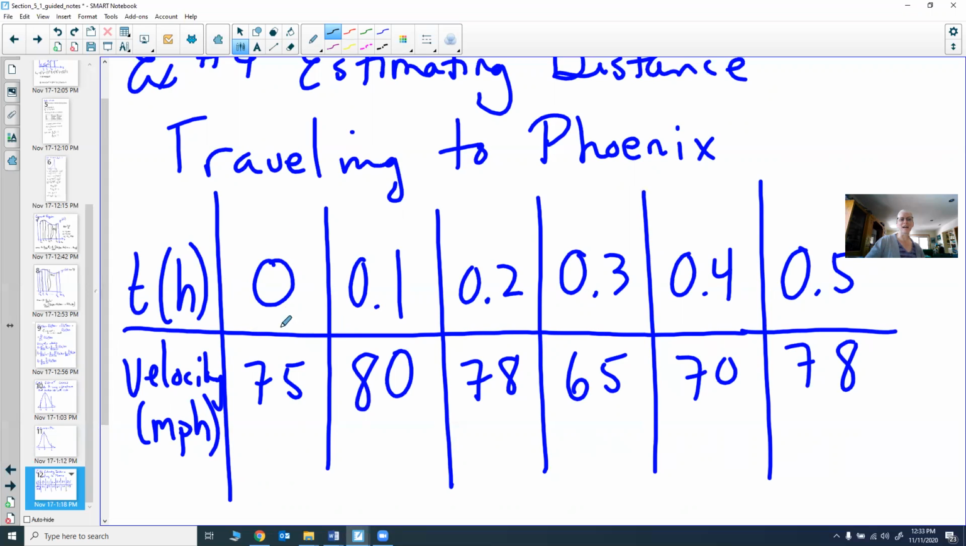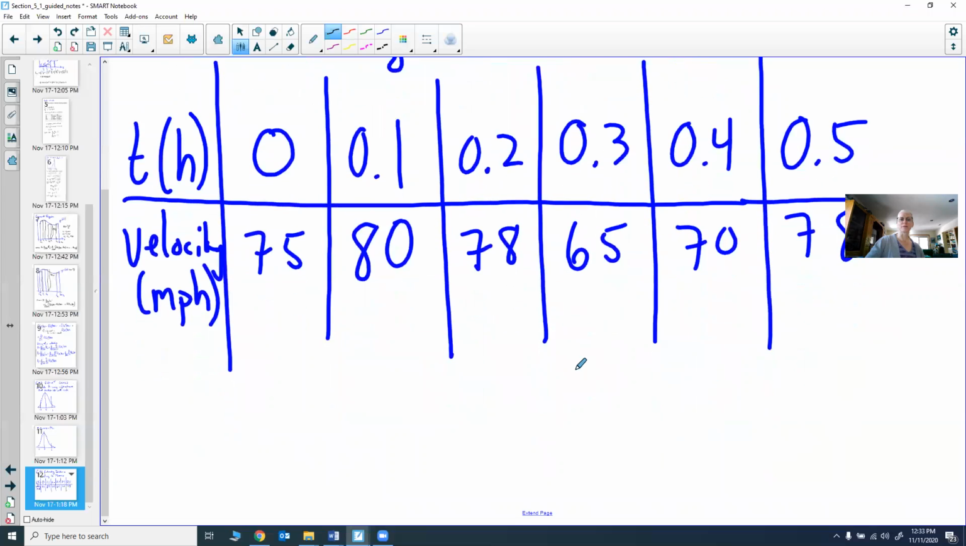So that wasn't time 0 when I left. It was just the time period I started measuring. And at time 0, my velocity, actually this is speed, but we'll go with velocity at the moment, was 75 miles per hour. A tenth of an hour later, it was 80 miles an hour. 2/10 of an hour later, it was 78 miles an hour. 3/10 of an hour later, it was 65 miles an hour. Probably went up a hill. Another tenth of an hour later, it was 70, and then another tenth of an hour, 78. And what I'd like to find is the distance I traveled during this time period.